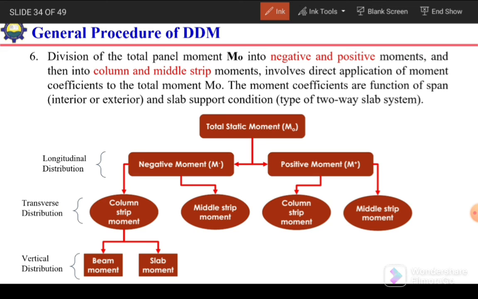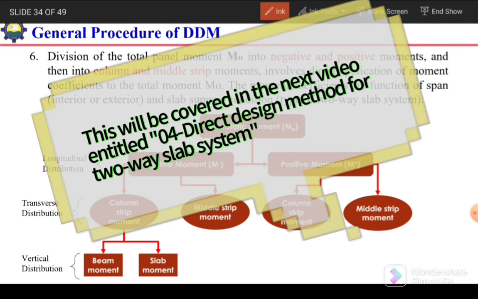For this distribution, as I have told earlier, the coefficients are available in ACI code. We will select the appropriate coefficient based on the end conditions of the slab panel, interior and exterior, and the presence of beams in between the columns. After selecting those coefficients, we can distribute this static moment in longitudinal, transverse and vertical direction. In the next video, inshallah, we will discuss this distribution.